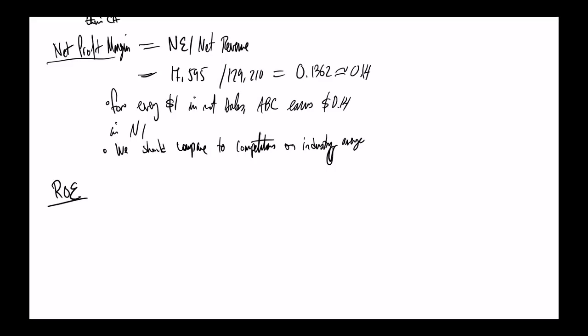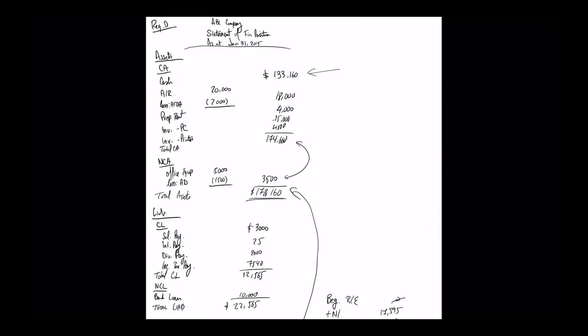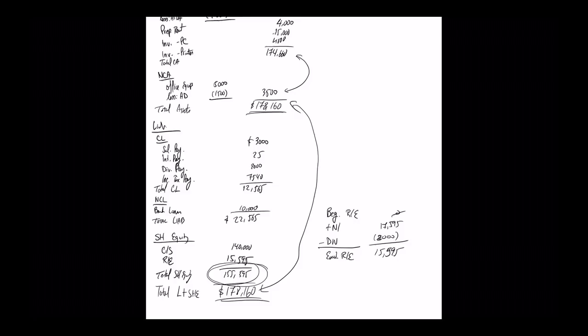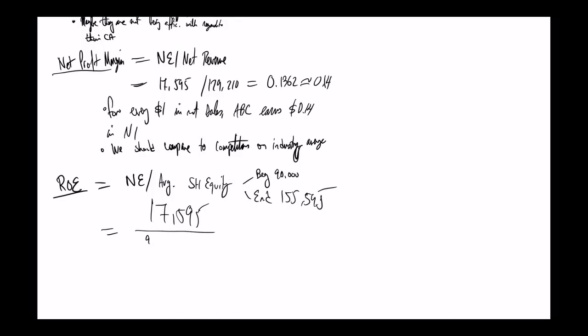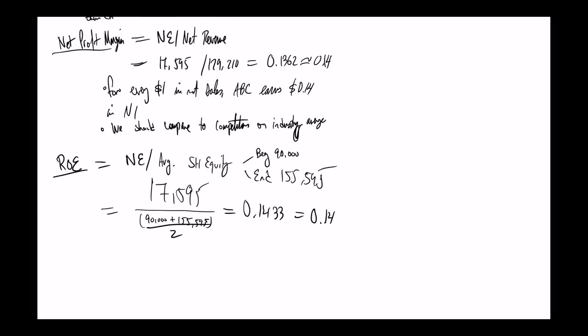And finally, we have return on equity. So that is net earnings over average shareholders' equity. At the beginning of the period, it was 90,000 because that was the initial investment. And if we look at the balance sheet, our ending equity was 155,595. So net earnings for the period was 17,595, and 90,000 plus 155,595 divided by 2. So that gives us 0.1433, which is 0.14.